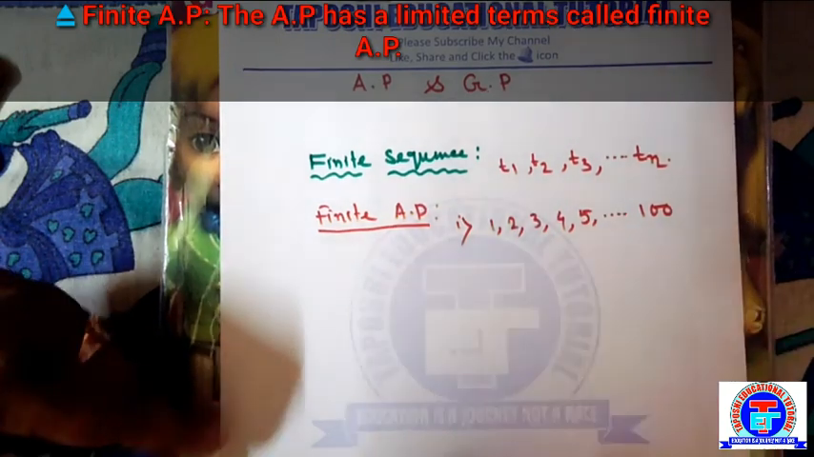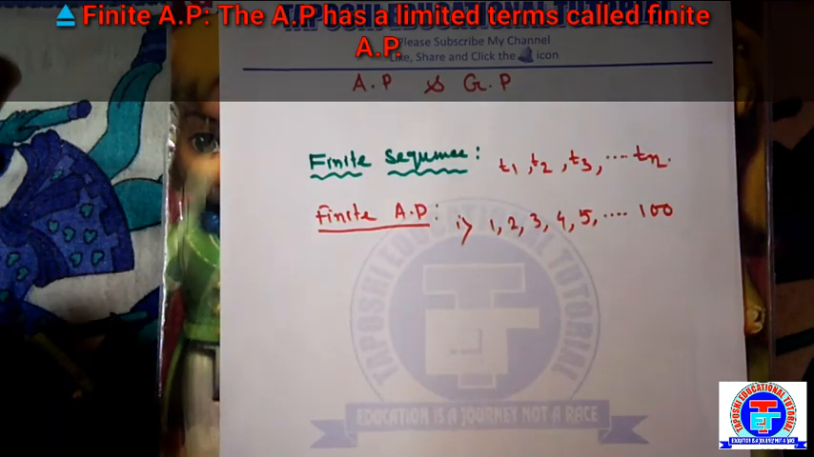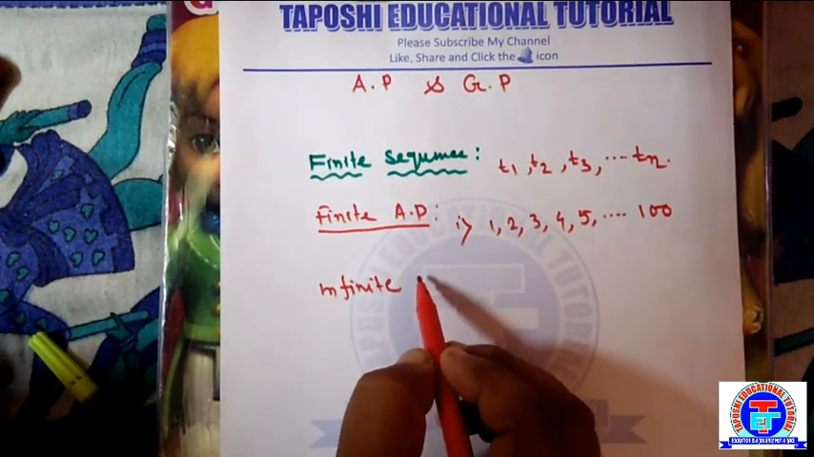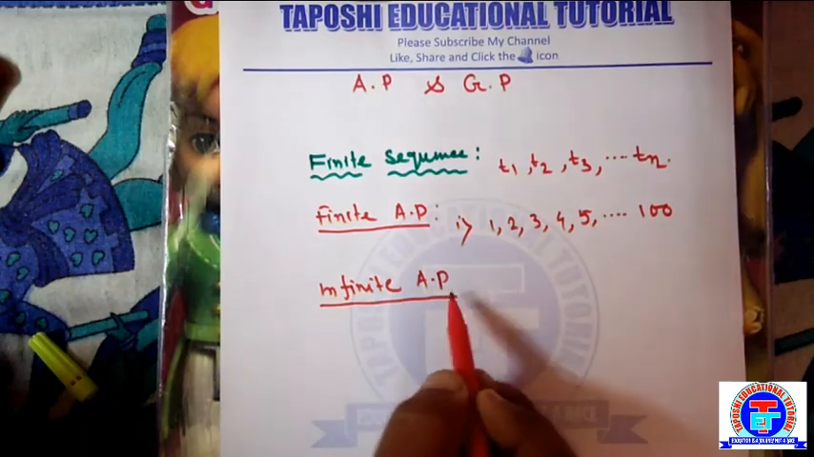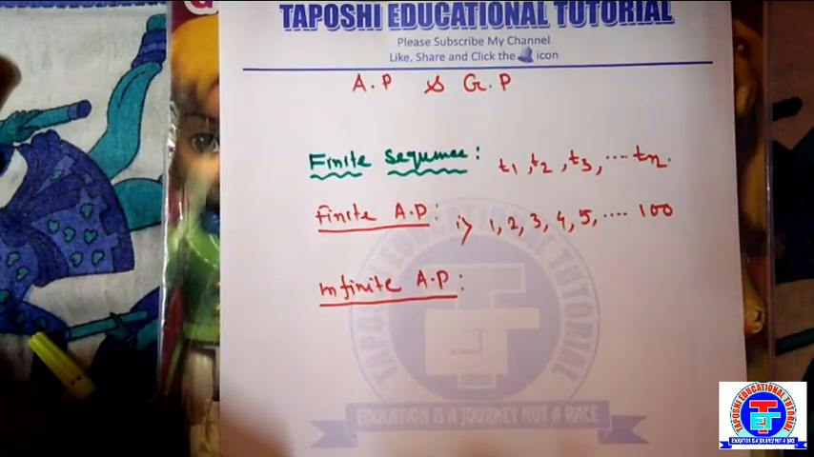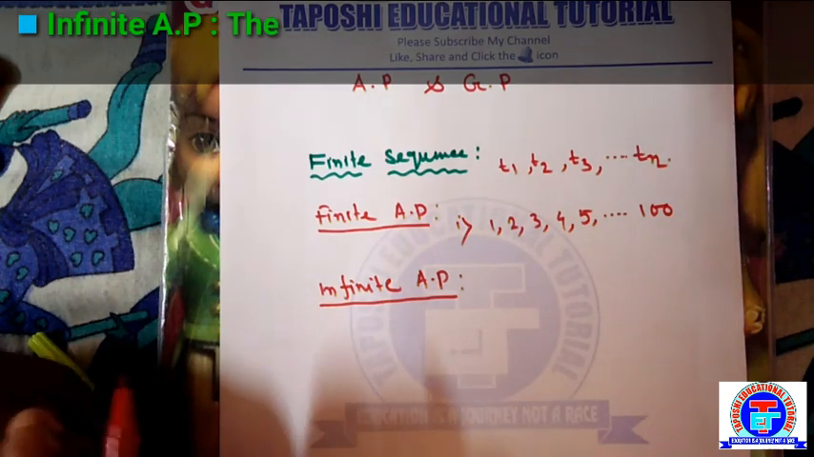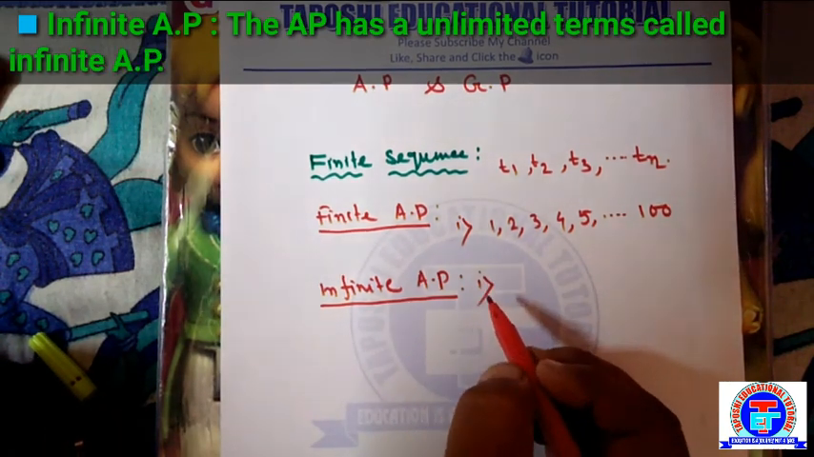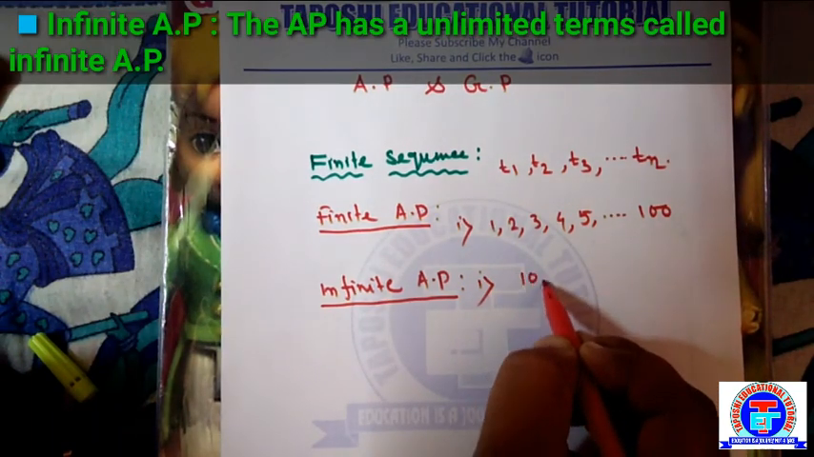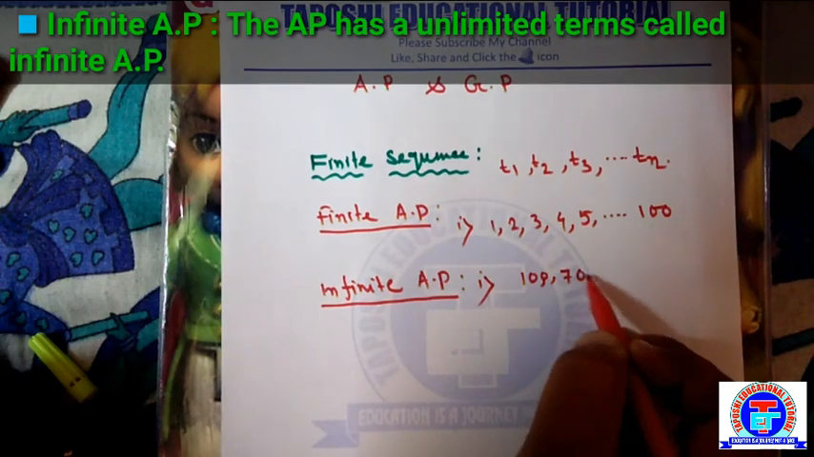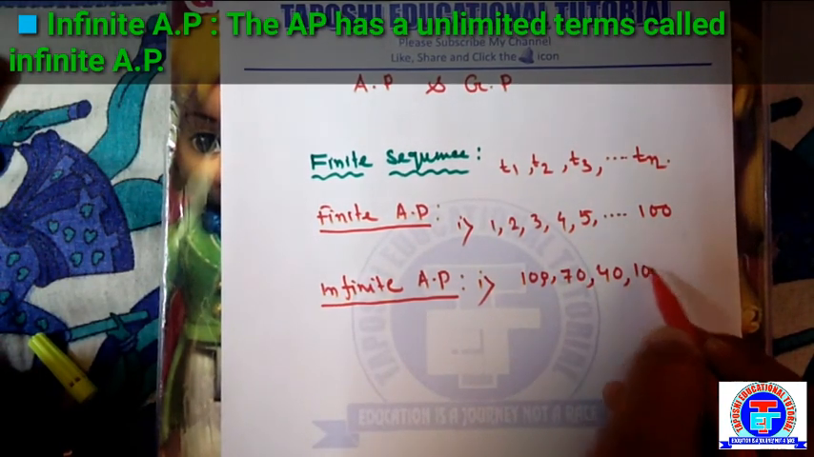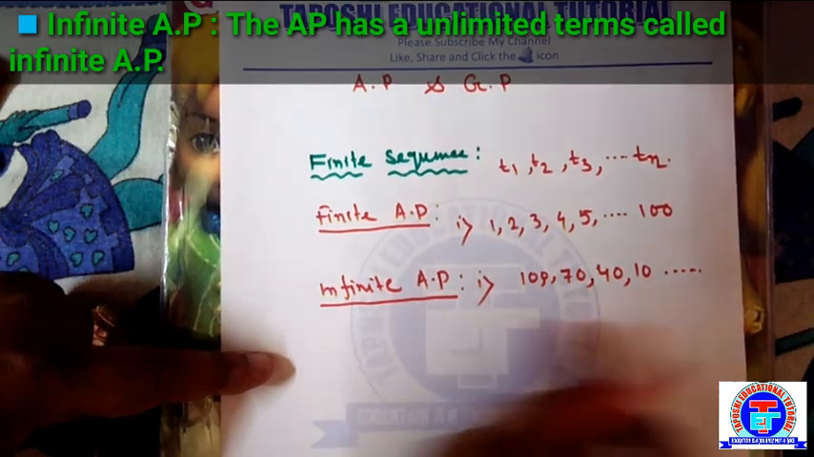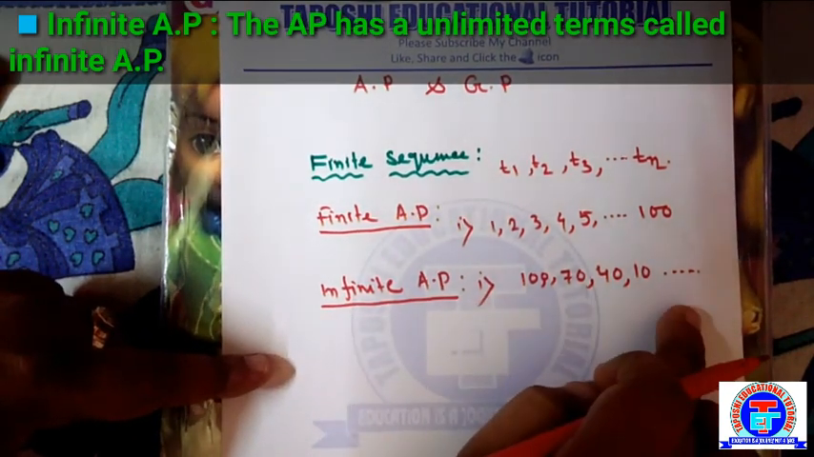Now we understand the infinite A.P. An A.P. that has unlimited terms is called an infinite A.P. Here, example number 1: 100, 70, 40, 10, and so on. This sequence is an infinite A.P.